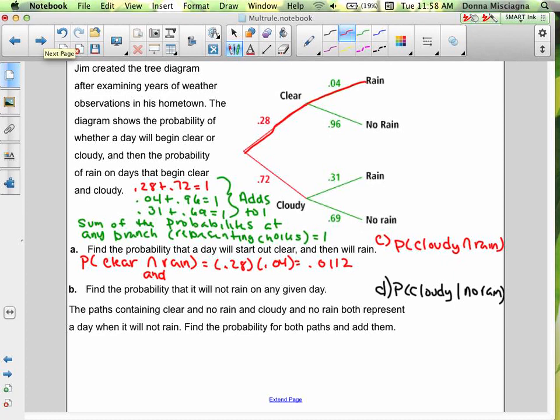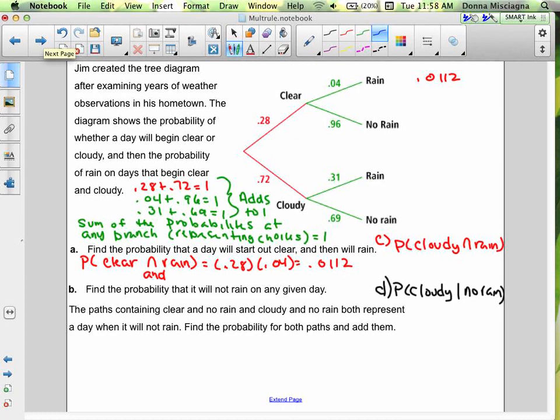Find the probability that it will not rain on any given day. All right, so I'm going to actually erase this red part here. And I'm going to actually leave the probability. So this probability for clear and rain, that was 0.0112. Let's just leave that over there as well for a moment. And I'm going to erase that branch so that I can write in a different color and I don't have to go over the color that's already there. We want to find the probability that it will not rain on any given day.